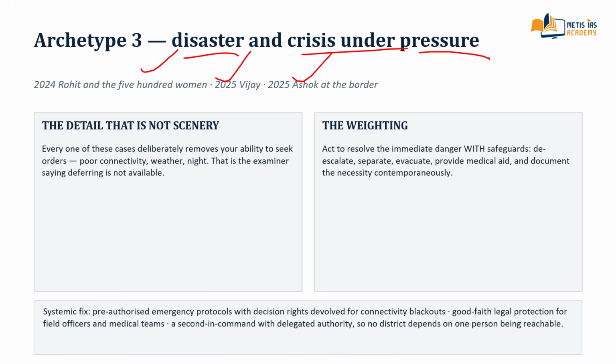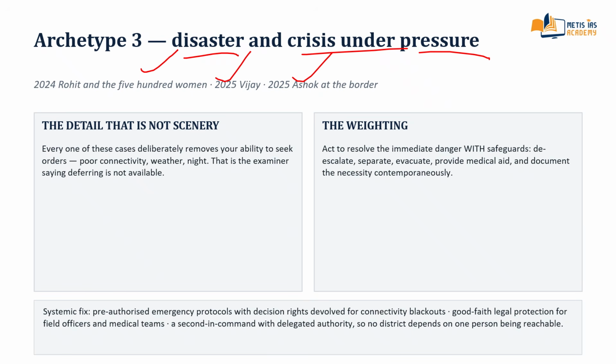Here are the representative cases. Rohit, an SP who has apprehended 10 hardcore Naxalites, now surrounded by 500 agitated tribal women demanding their release, with his superior unreachable. This is the 2024 question. Then Vijay, a deputy commissioner running a cloudburst relief operation in which 200 people have died, receiving news that his mother has died in Kerala. This is 2025. Then Ashok, a divisional commissioner facing 250 people at the border, some injured, including 10 armed soldiers in uniform, with the Home Secretary unreachable, 2025.